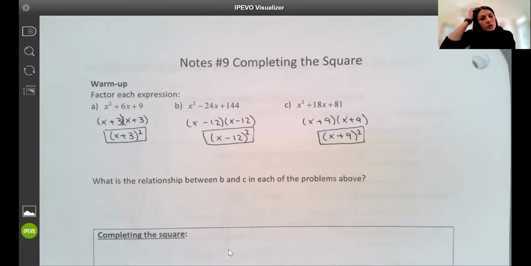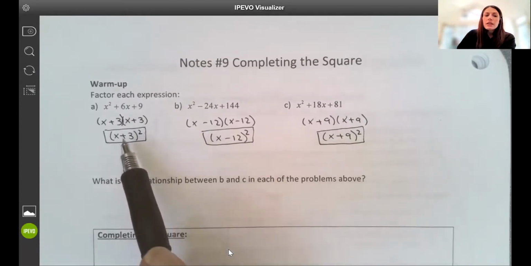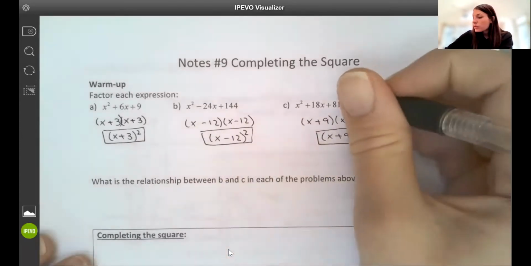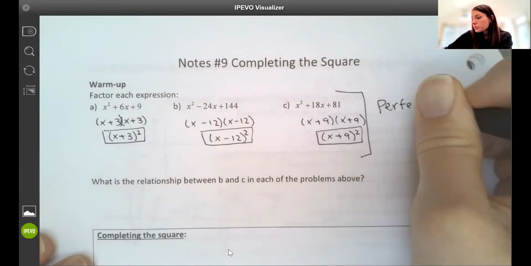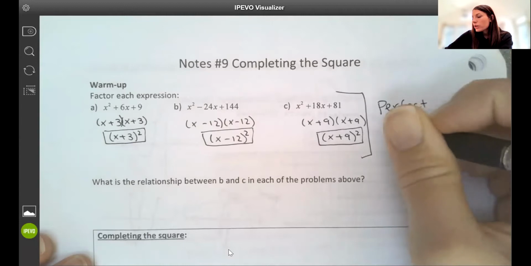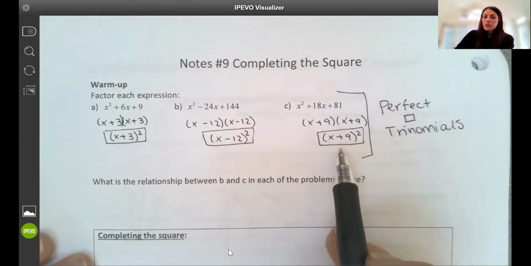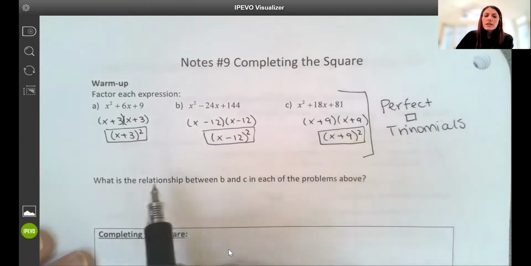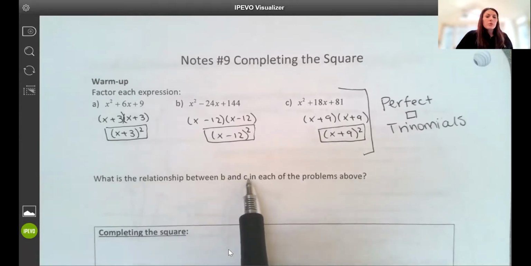Okay, so here I have those three trinomials factored. And what you should notice is that they all were perfect square trinomials. Okay, all of these are what we call perfect square trinomials, where we get that same parenthesis twice and we can write it as a single parenthesis squared. And then it says, what's the relationship between B and C in each of the problems above?